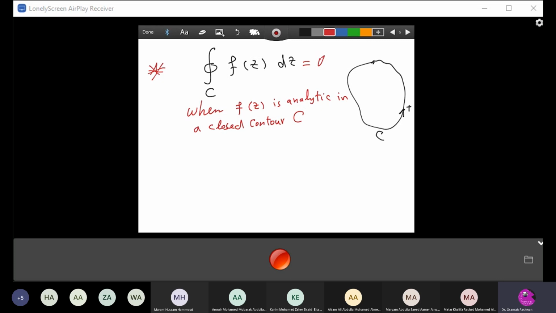So, look at this one. You have no problem, especially when you don't have a denominator, right? The denominator makes a problem for you. Let's go for the Cauchy integration theorem.